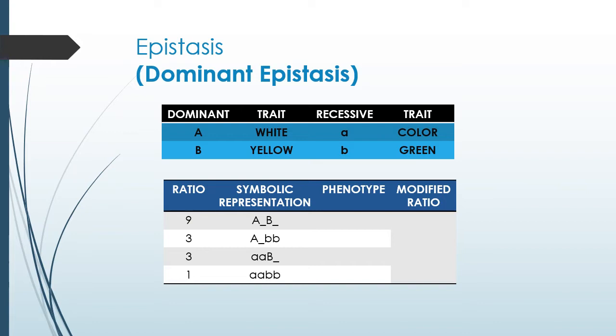Let us now apply the assumptions in dominant epistasis to predict the resulting phenotypes for this cross. Whenever the dominant allele for gene A is present, it will stop the expression of gene B. So, the resulting phenotype for this, and this, is white. In the case of the third genotype, since gene A is in its recessive form, gene B can now be expressed. The dominant trait, yellow, will be expressed.